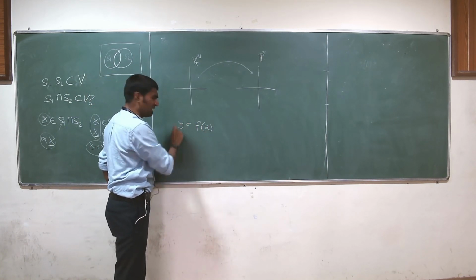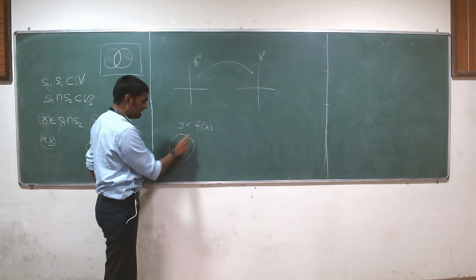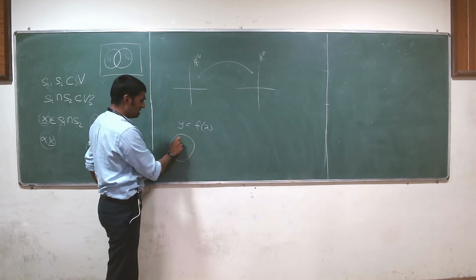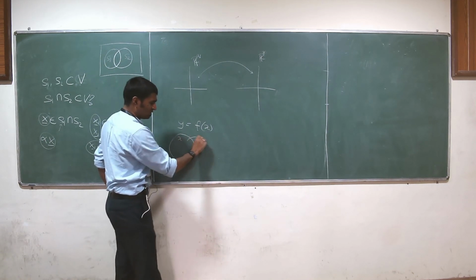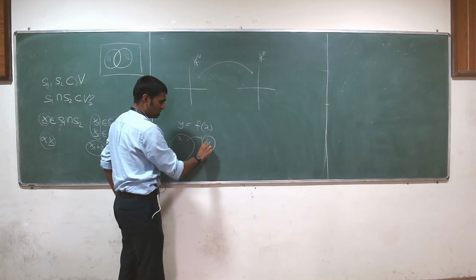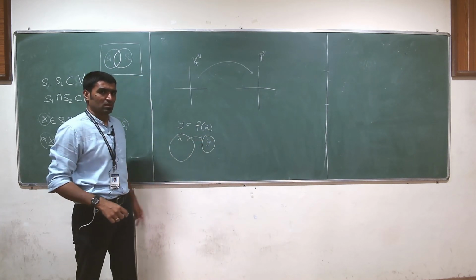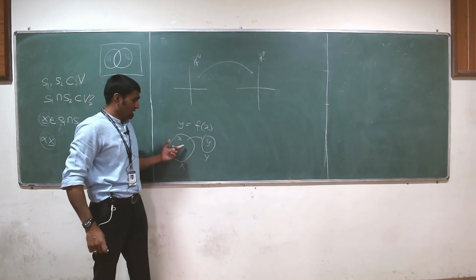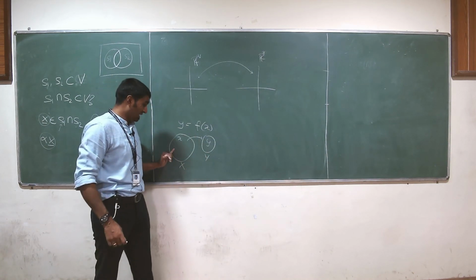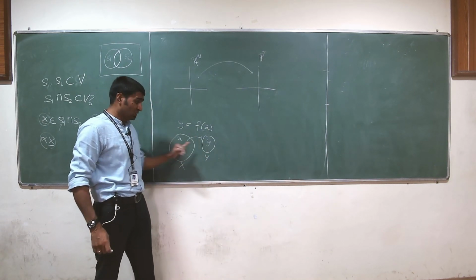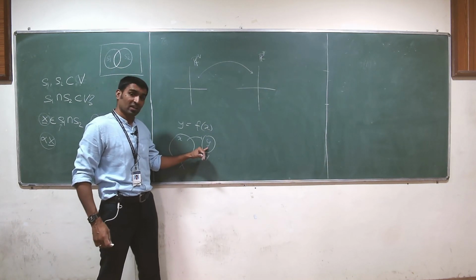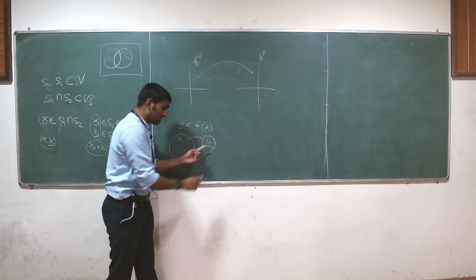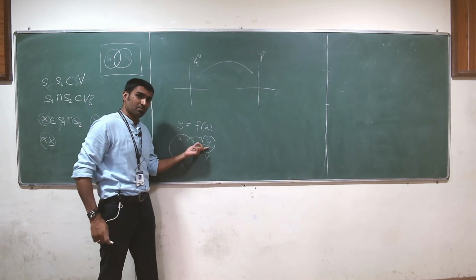Function f of x equals y. It simply means f is a function that maps from the set of all possible x's to, so it maps from a set X to set Y. The mapping is such that every point in X has to have a corresponding element in Y, but not all elements of Y have to be mapped, right?